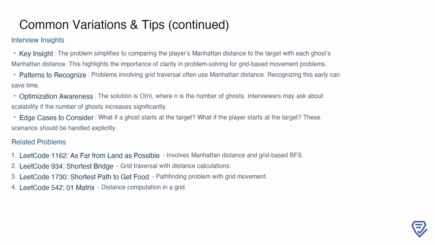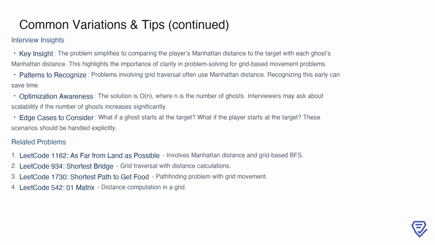For interview scenarios, there are a few critical insights to keep in mind. At its core, this problem simplifies to comparing the player's Manhattan distance to the target with the Manhattan distances of each ghost. Recognizing this early demonstrates clarity in problem solving, particularly for grid-based movement problems. Patterns to recognize include the frequent use of Manhattan distance in grid traversal problems, which can save valuable time during an interview. In terms of optimization, the solution runs in n, where n is the number of ghosts. If the number of ghosts becomes very large, interviewers might ask about scalability, so be prepared to discuss this.